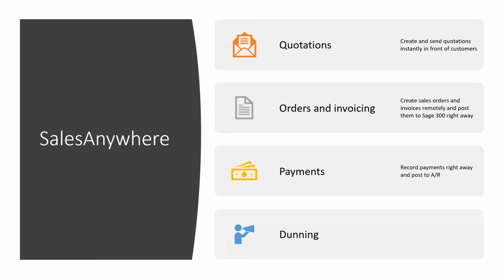And then lastly, the dunning function. Normally the dunning process is done in the back office, where someone in the office would periodically generate customer statements to chase for late payments. But a lot of companies would not pay commissions to salespeople if the customers did not pay the invoice. So with SalesAnywhere, the salesperson now has the tool to proactively chase for late payments of their customers.